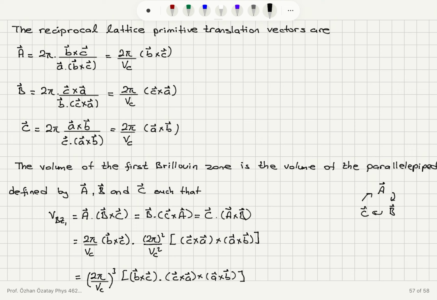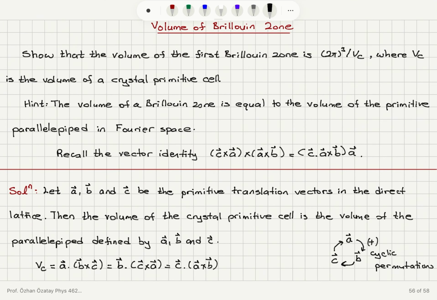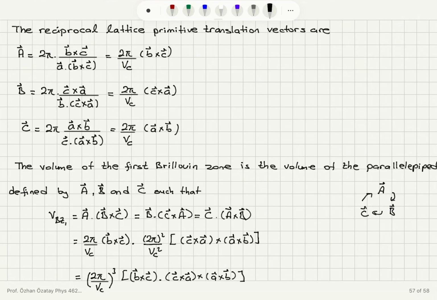Now, it is given in the problem that there is a vector identity for C cross A crossed with A cross B, but let's remember where this identity comes from. So I'm going to work on that a little bit. So what is this vector identity? The vector identity for C cross A crossed with A cross B. So this is what I want to know. What is this?